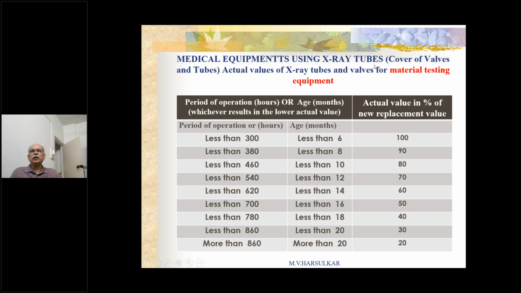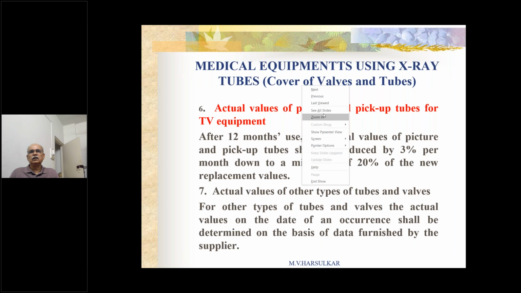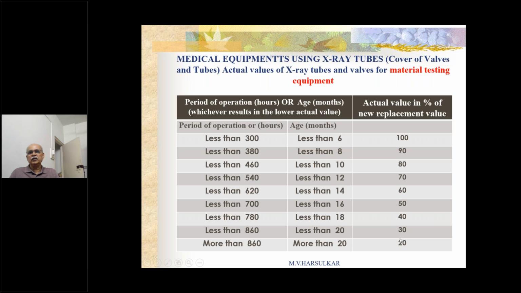Then medical equipment using X-ray tubes. This is X-ray tubes and valves for material testing equipment. So you have usage of these X-ray tubes for material testing also. For material testing, again, it is a dual criteria, either number of hours or months. So again, here, more than 860 hours and more than 20 months. That is 1.5 years only, roughly. So it is 80% depreciation maximum.